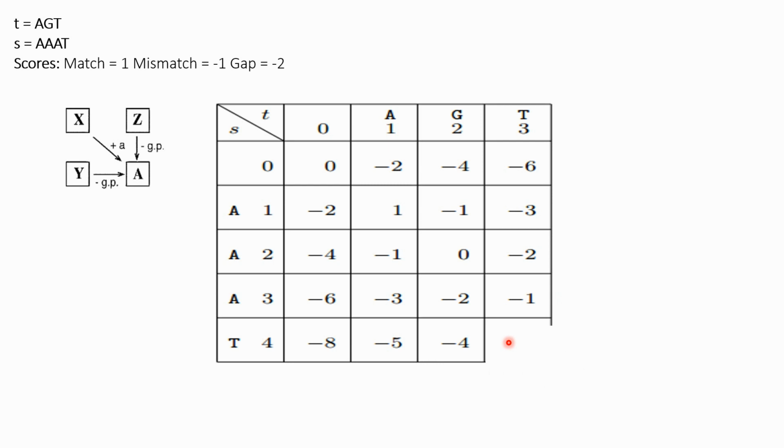So for the last box, there is a match, T and T. First we add the match score to this diagonal box. Minus 2 plus 1 becomes minus 1. Minus 4 plus the gap score, which is minus 2, becomes minus 6. And minus 1 plus the gap score becomes minus 3. So minus 1 is the maximum out of these three boxes, and it is coming from this diagonal box.